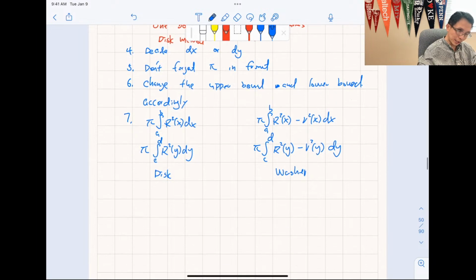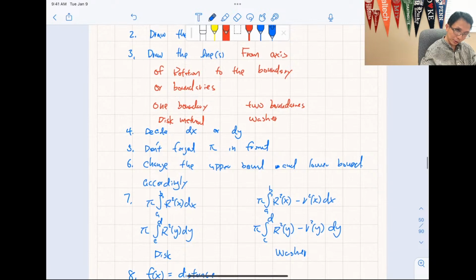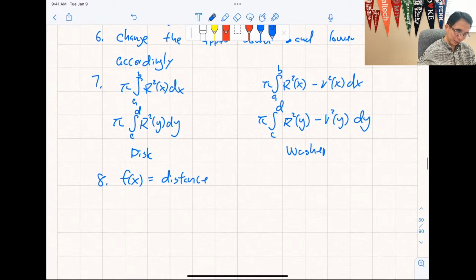Now I'm going to go to 8. 8 is knowing what a function is representing. So if I have f of x, it is equal to distance. Make sure you always follow this order: from axis of rotation to the boundary. Make sure you underline that because a lot of people screw up there. So distance from the x-axis to the curve.